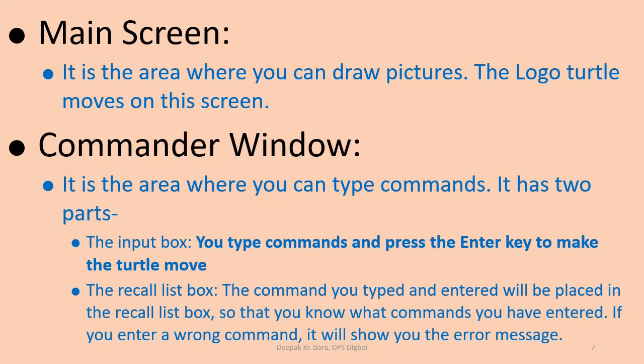Again, let us discuss the main screen and the commander window. Main screen: it is the area where you can draw pictures. The logo turtle moves on the screen. Commander window: it is the area where you can type commands. It has two parts. The input box: you type a command and press the enter key to make the turtle move. The recall list box: the command you type and enter will be placed in the recall list box so that you know what commands you have entered. If you enter a wrong command, it will show you an error message.